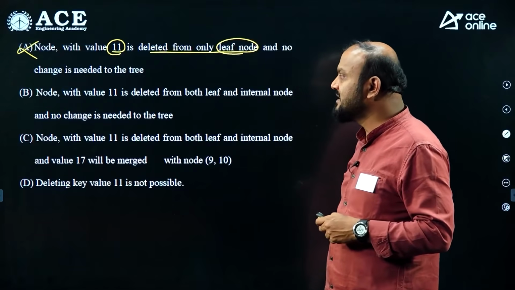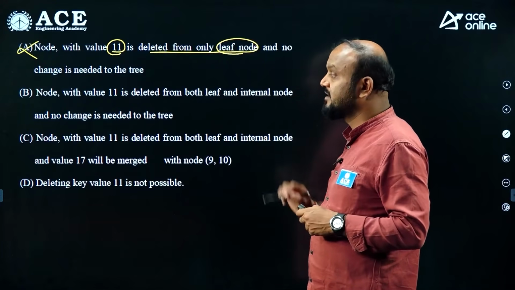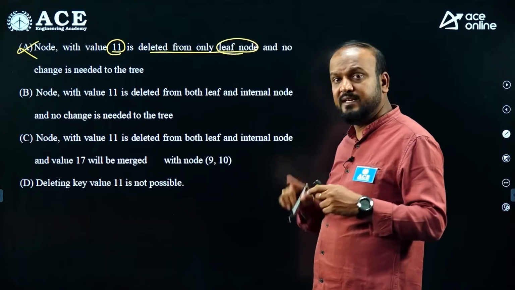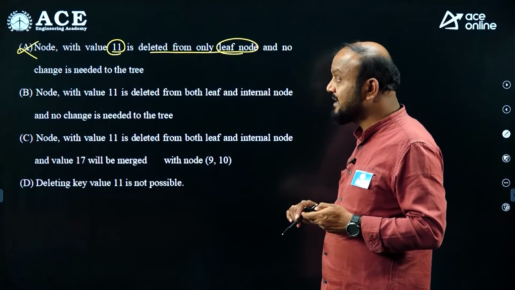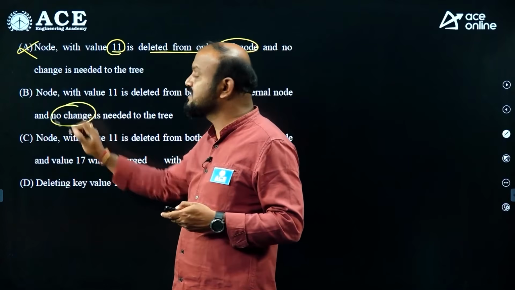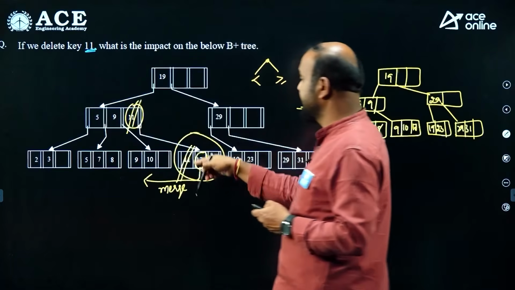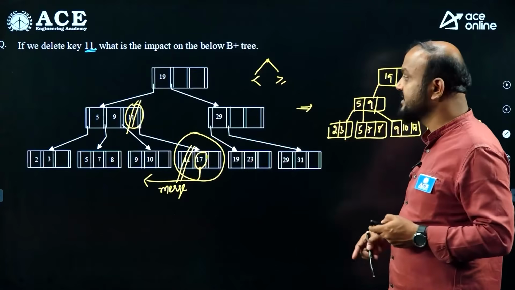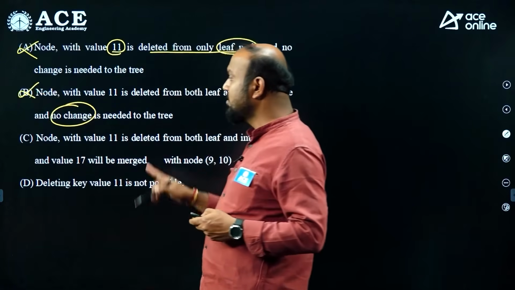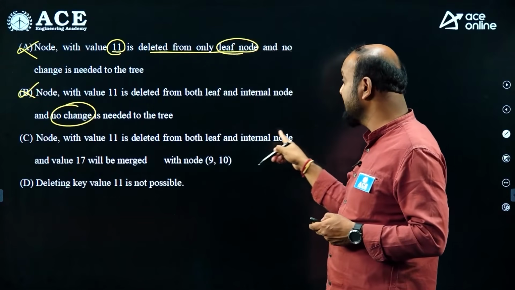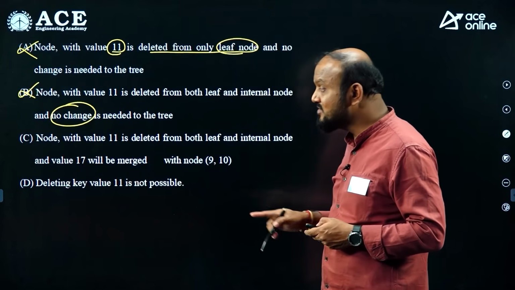Option B: node with value 11 is deleted from both leaf and internal node and no changes are needed to the tree. It is to be deleted from both leaf and internal node, perfect. But it is mentioned no changes are needed, but changes are needed, because it is imbalanced. So it requires changes. So, B is wrong.